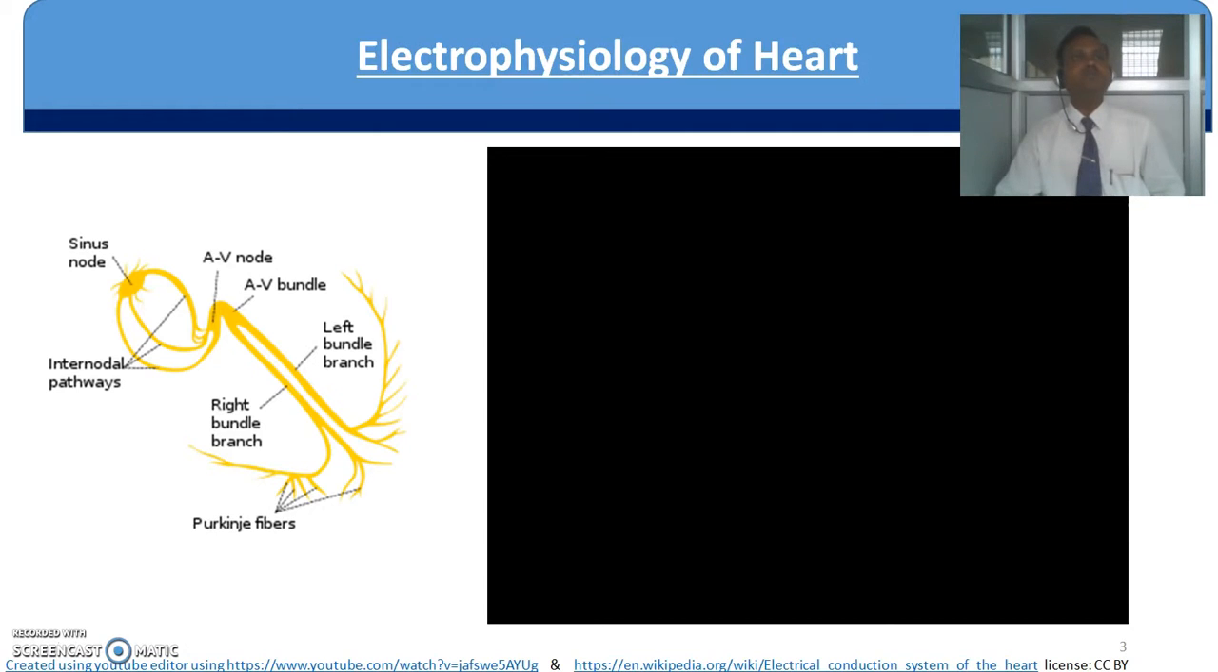Suppose you stimulate the heart electrically when it is getting contracted, when its ventricles are contracted, then the heart does not respond to such an external stimulus during the period of ventricular contraction. Now this particular period is called the refractory period.